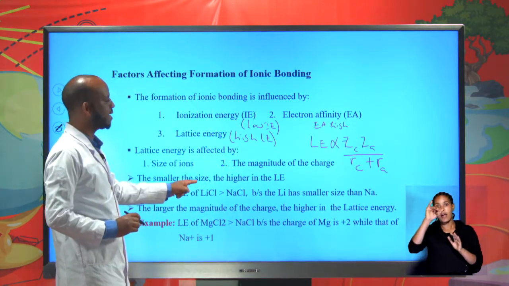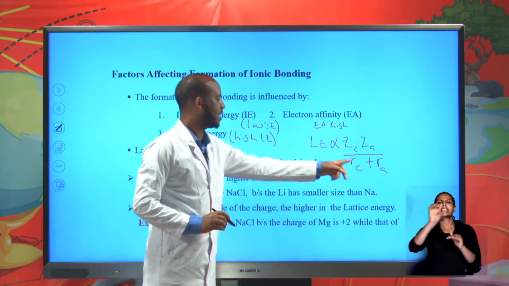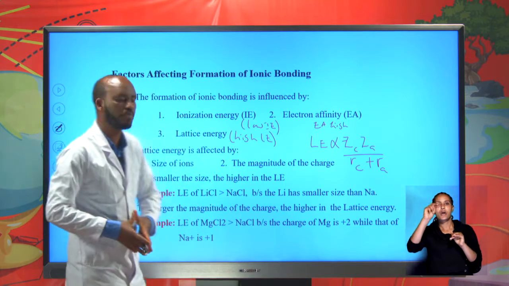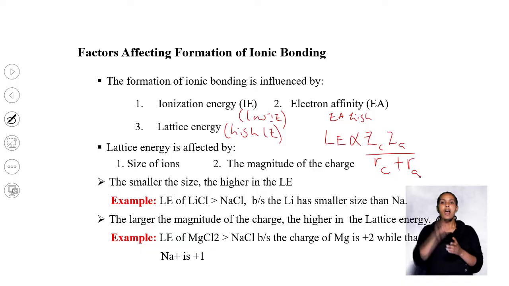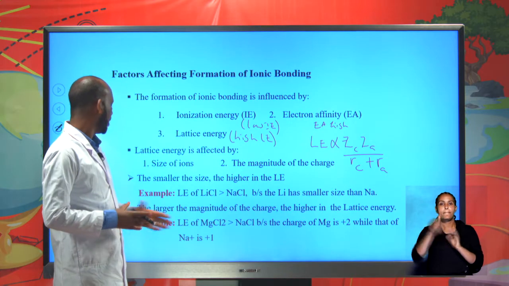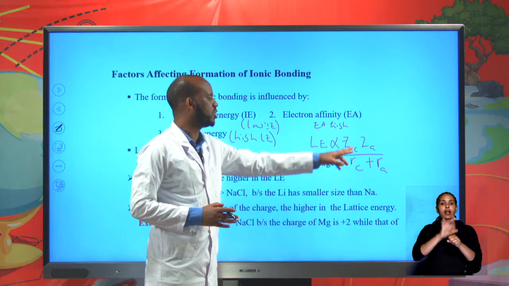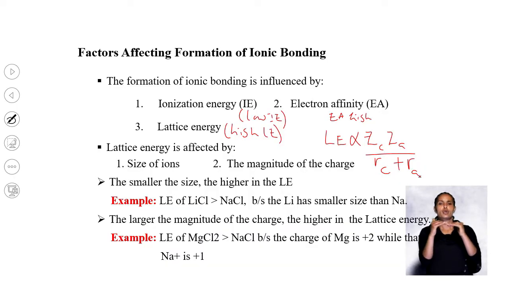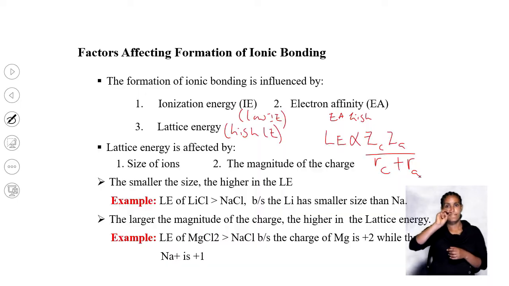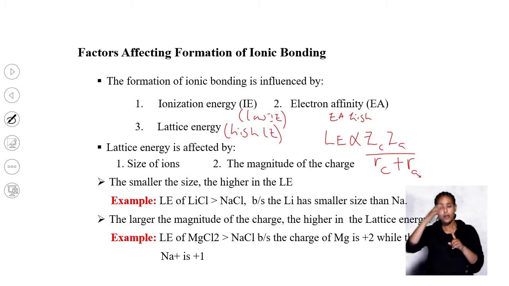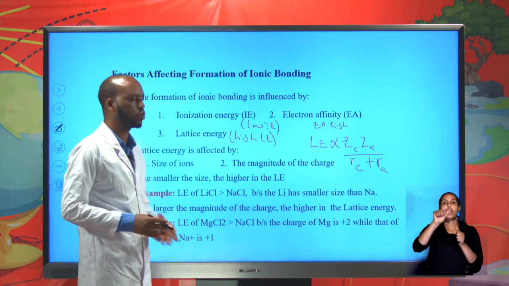Lattice energy and size of the cation are inversely proportional. Therefore, the smaller the size, the higher the lattice energy. Lattice energy of lithium chloride is greater than sodium chloride. Why? Because lithium has smaller size than sodium. Lattice energy and charge are directly proportional. The larger the magnitude of the charge, the higher the lattice energy. Lattice energy of magnesium chloride, magnesium 2+, is greater than that of sodium chloride because the charge of magnesium is +2, while that of sodium is +1.